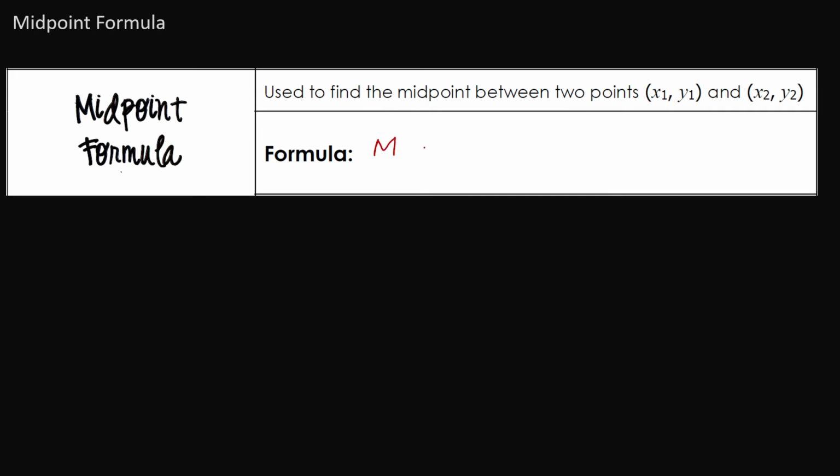So m for midpoint is x1 plus x2 divided by 2. Take the x values, add them together, divide by 2 to find the average. And then you do the same thing with the y values. y1 plus y2 over 2. Very simple. Find the average of the x and y values to find the midpoint of a segment, or the halfway point between 2 points.